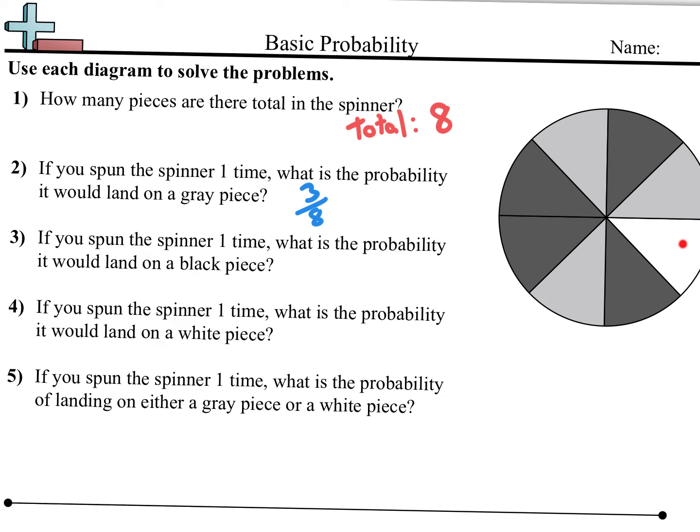There's a total of 4. So 4 out of 8, that would be 1/2, right? So 4 out of 8, that would equal 1/2. Of course, you could change that to a decimal, 0.5. You could change that to a percent, 50%. Cool?